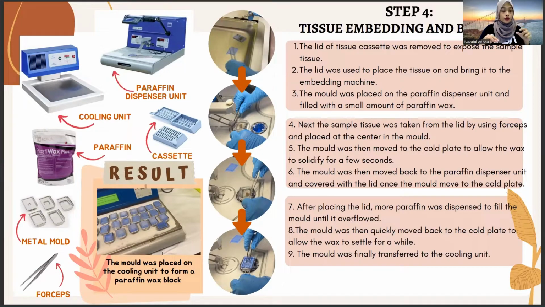Then the lid was used to place the tissue on and bring it to the embedding machine. The mold was placed on the paraffin dispenser unit and filled with a small amount of paraffin wax. Next, the tissue sample was taken from the lid using forceps and placed at the center of the mold.